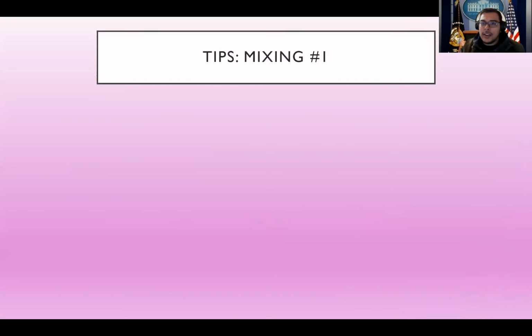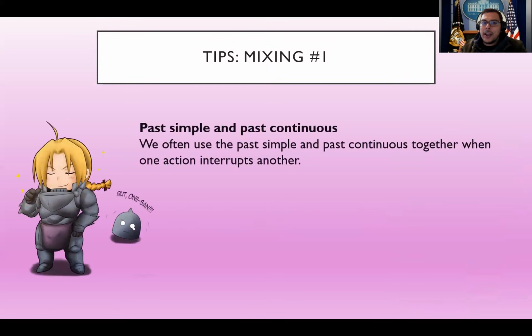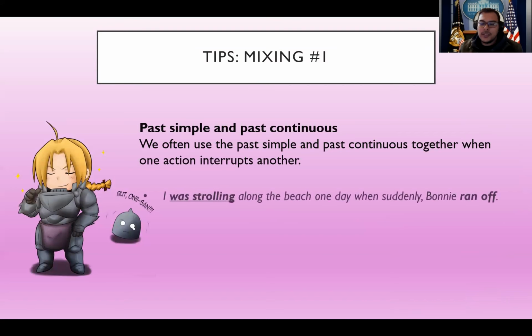So this is what we're going to cover. I have some tips for you. The first one is going to talk about how to mix past simple and past continuous. This is very simple. We already covered this in the classroom. We often use them when something was happening. An action was happening in the past, and then another action either interrupts that action or it just happens as the other action is happening in the background, as we're going to see in the following example.